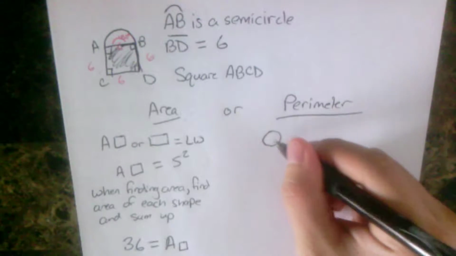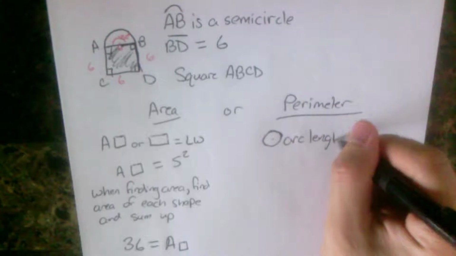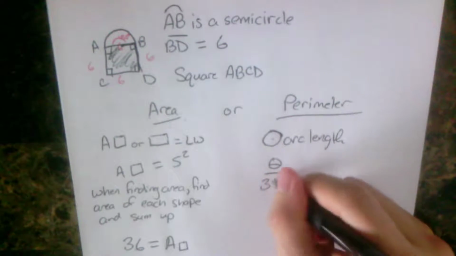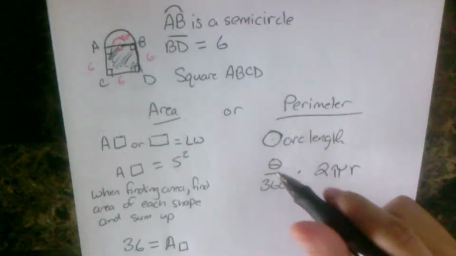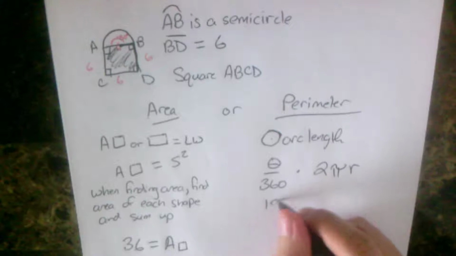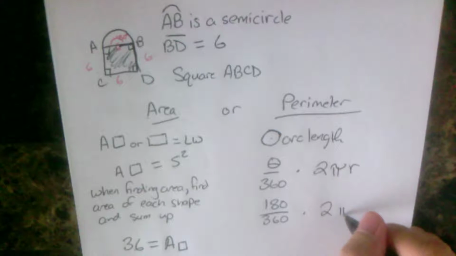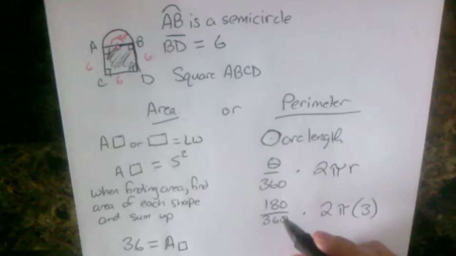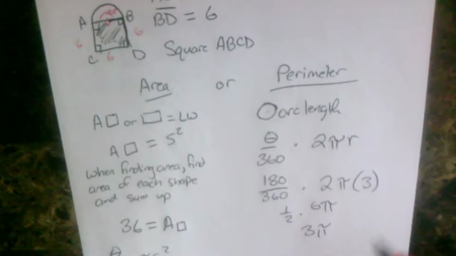Arc length. So arc length, I don't know why I drew a circle there, is theta over 360. I think I was trying to draw theta and I forgot, times 2 pi r. Okay, so arc length is theta over 360 times 2 pi r. And we'll just fill in our values. Again, theta is still 180. We still know that this whole thing's going to simplify to 1/2, but I'm going to go ahead and write it out. 2 pi, and remember our r was 3. So this is 1/2 times 2 times 3 is 6 pi. So half of 6 is just 3, so you just end up with 3 pi as your arc length.